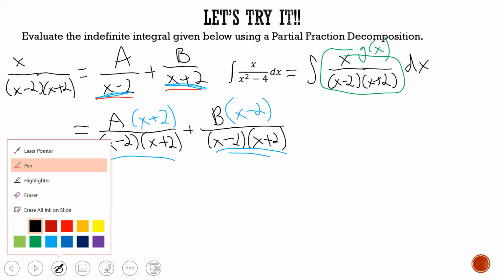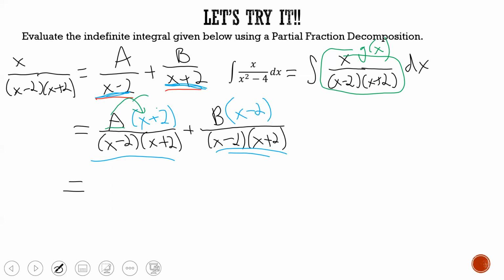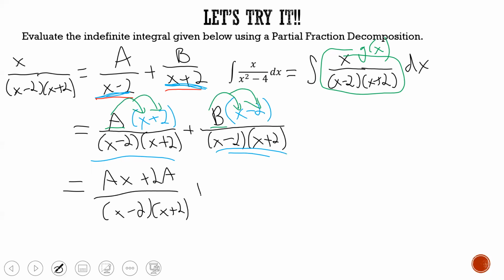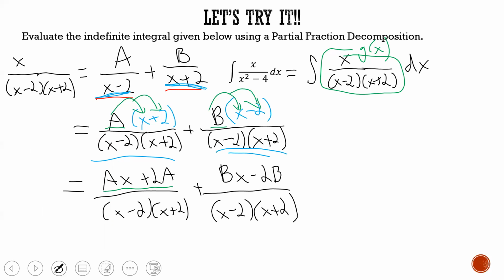Now we do some simplifying. We distribute the a into here, the b into here. So this will become ax plus 2a over our common denominator x minus 2 times x plus 2, plus, distributing the second one, we get bx minus 2b all over x minus 2 times x plus 2. Now that we have the common denominator, we can combine the numerators.